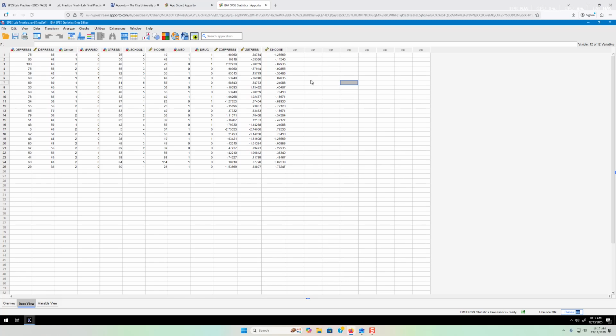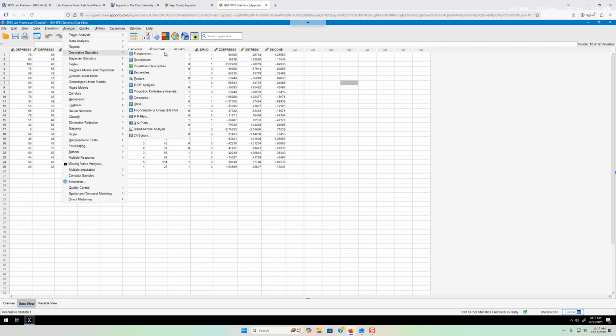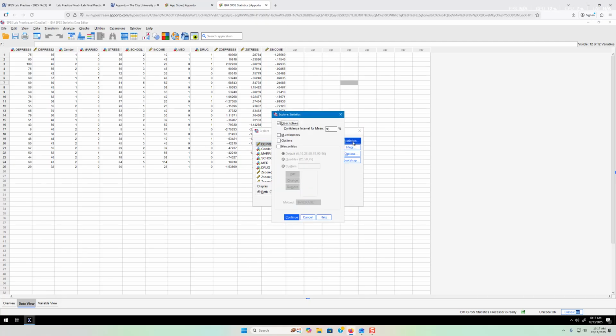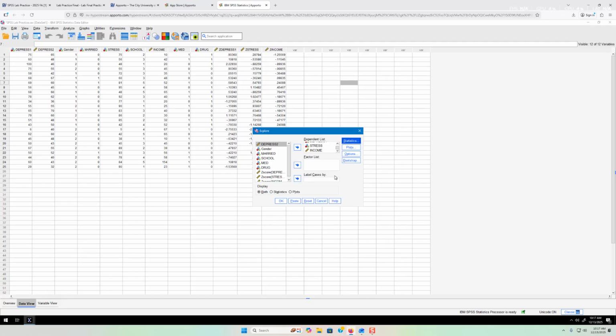Now for question 2, it's asking about making histograms. There's also multiple ways to do that. I'm going to do analyze, descriptives, explore, and put the 3 continuous variables in this dependent list. Under statistics, we want to have descriptives checked off. We don't actually need this, but we can have this to look at the skewness. Under plots, we want to have histogram.